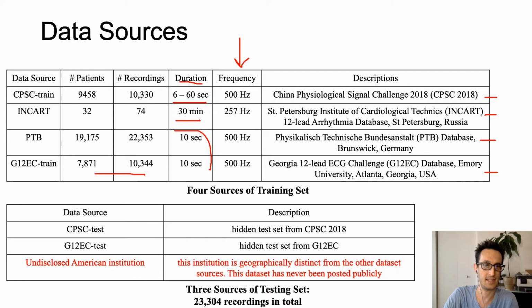The testing dataset came from 3 different sources. 2 were extensions of the training dataset sources. And then there was a 3rd dataset that came from an undisclosed location in the United States.